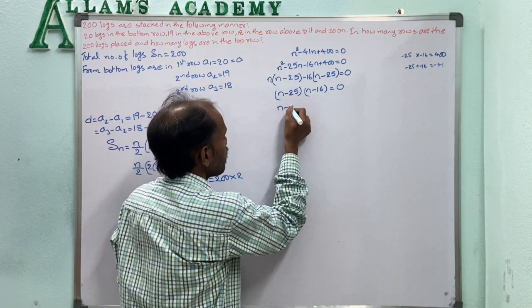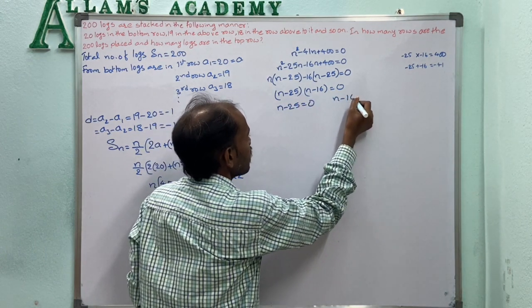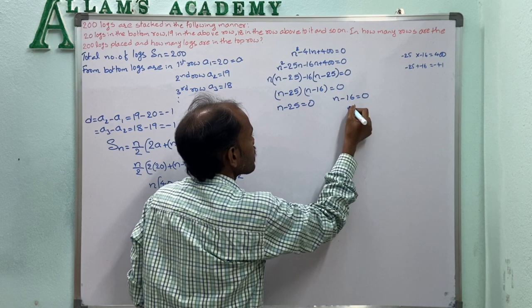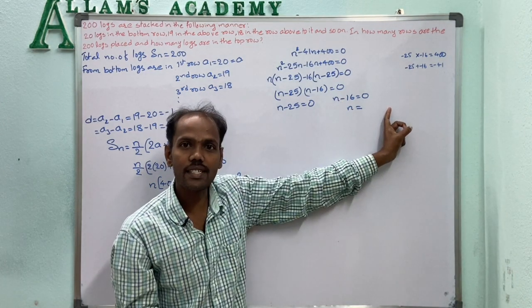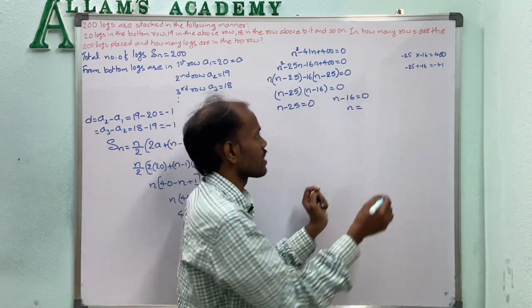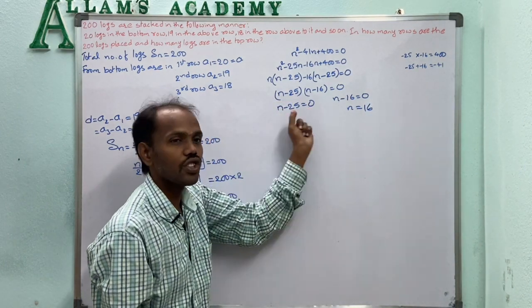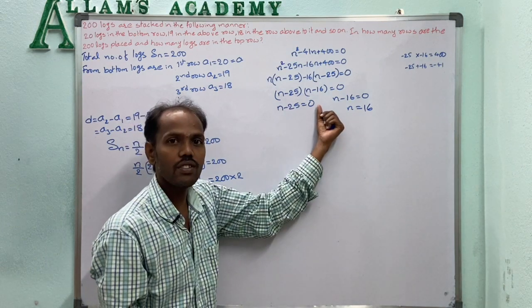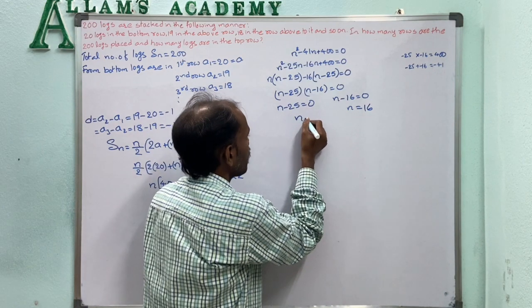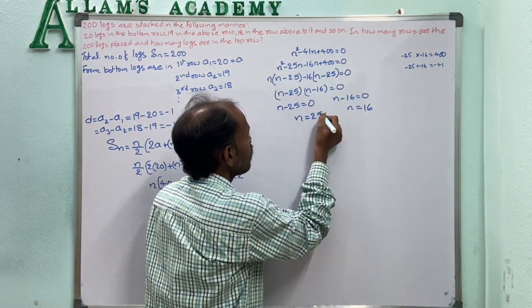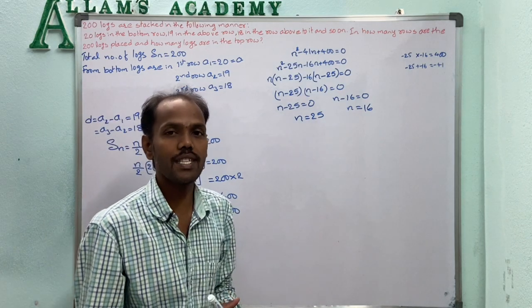That means either n minus 25 equals 0, or n minus 16 equals 0. If n minus 16 equals 0, then n equals 16, since minus 16 transfers to the RHS as plus 16. If n minus 25 equals 0, then minus 25 transfers to the RHS as plus 25, so n equals 25. So the n values are 25 and 16. Here both numbers came out positive.